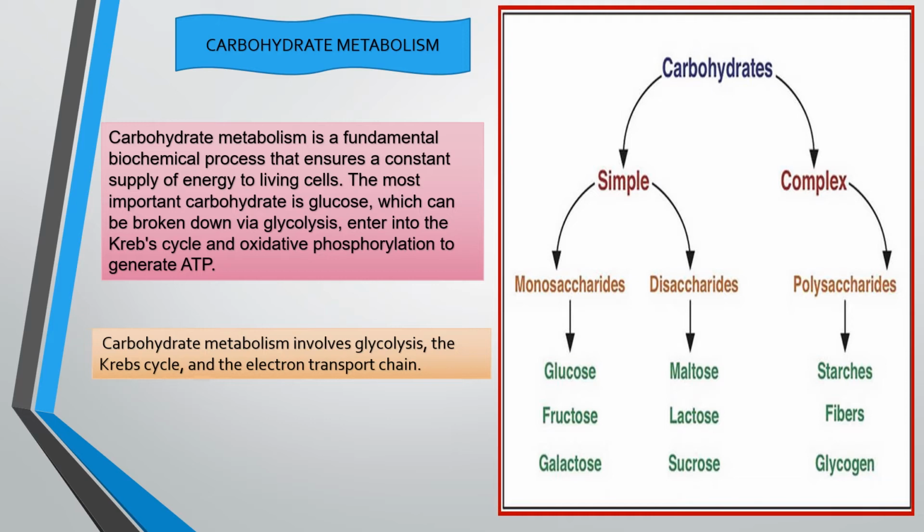Now, a diagrammatic representation of carbohydrate metabolism has been shown here. Carbohydrates are simple and complex. Simple carbohydrates are monosaccharides and disaccharides. Monosaccharides are glucose, fructose, galactose, and disaccharides are maltose, lactose, and sucrose. Complex carbohydrates or polysaccharides are starches, fibers, and glycogen.